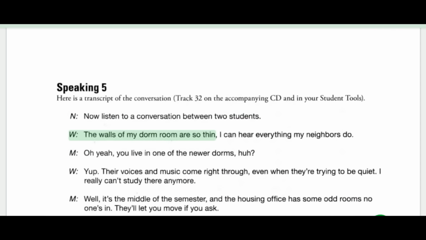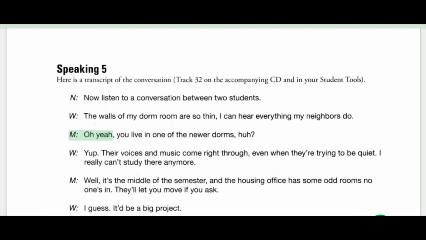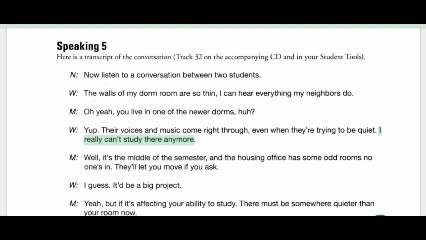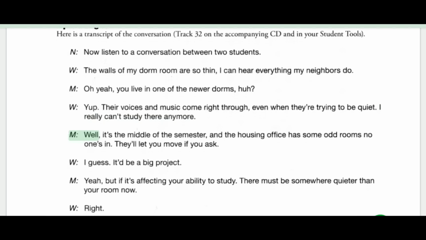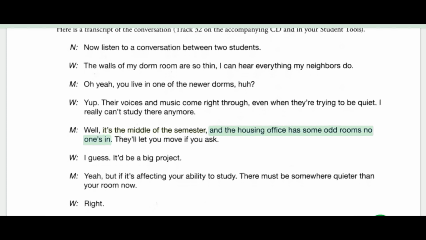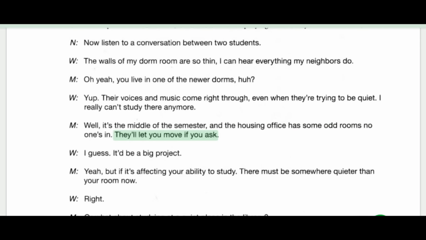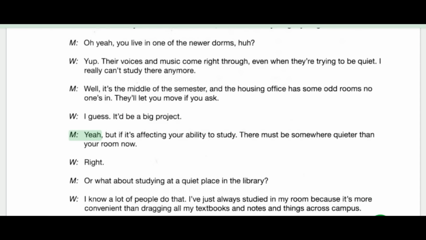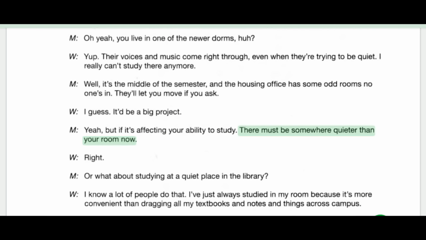The walls of my dorm room are so thin, I can hear everything my neighbors do. Oh yeah, you live in one of the newer dorms, huh? Yup. Their voices and music come right through, even when they're trying to be quiet. I really can't study there anymore. Well, it's the middle of the semester, and the housing office has some odd rooms no one's in. They'll let you move if you ask. I guess. It'd be a big project. Yeah, but if it's affecting your ability to study, there must be somewhere quieter than your room now.